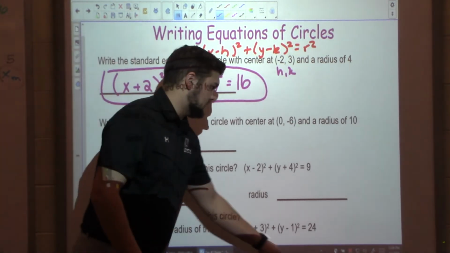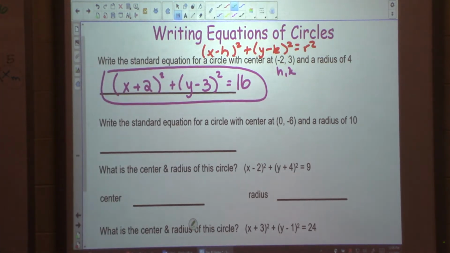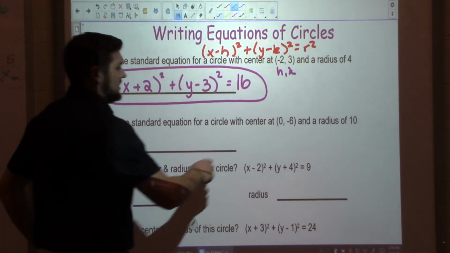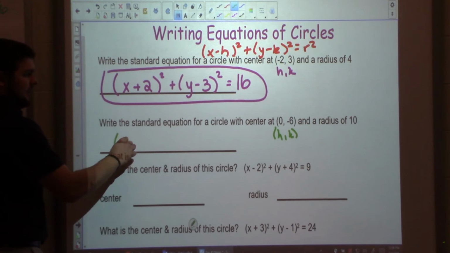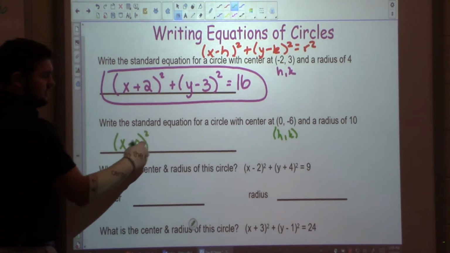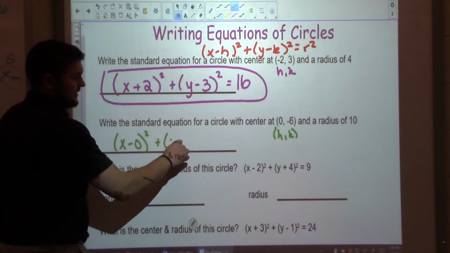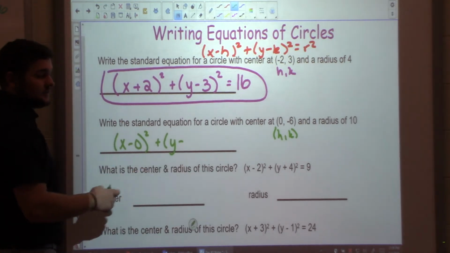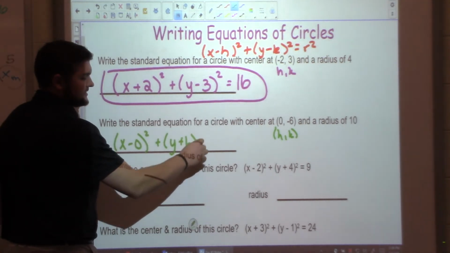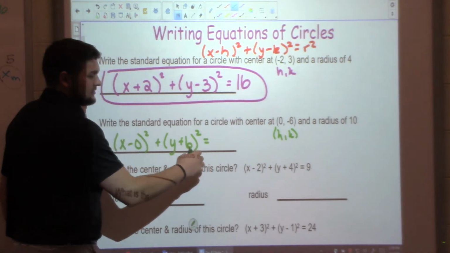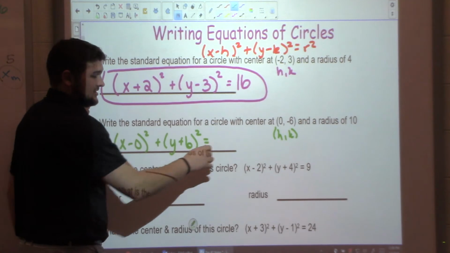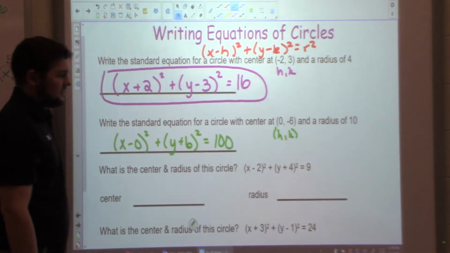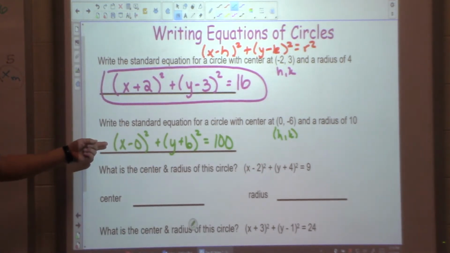Okay, well, let's try another one. Write the standard equation for a circle centered at 0, -6, radius of 10. So same thing, I'm given h and k. I plug them in. X minus h, or 0, squared, plus y minus k, or minus a -6 is like plus 6 squared, equals my radius of 10 squared. 10 squared is 100.